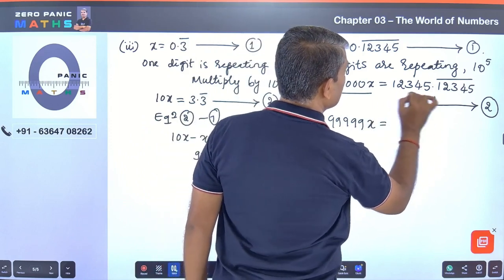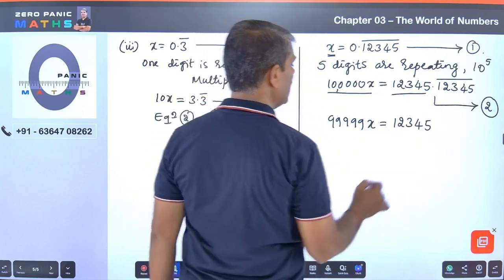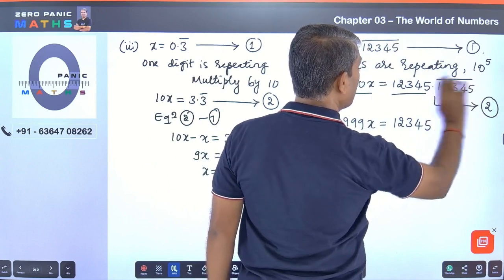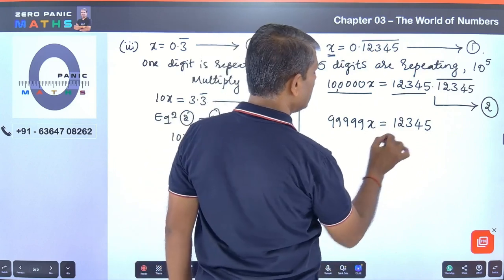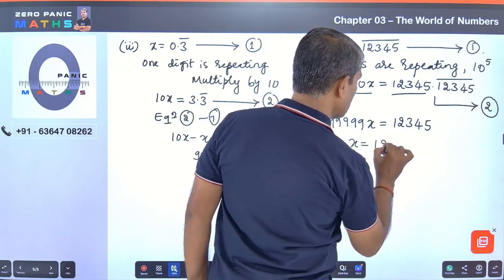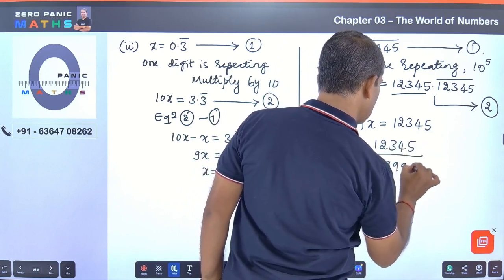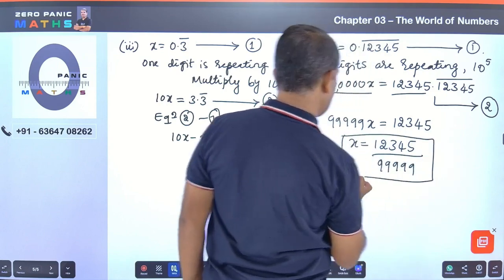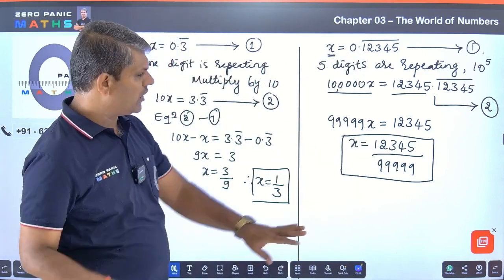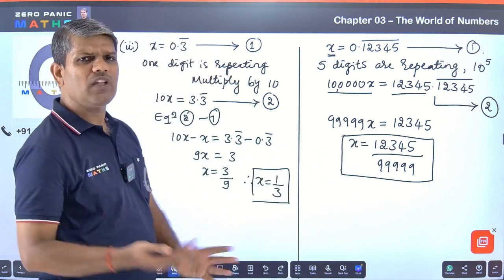So it is 99,999x on the left, and on the right, 12345.12345 bar minus 0.12345 bar. If you subtract this from this, the repeating part goes on getting cancelled, and it is left with 12345, so x is equal to 12345 divided by 99,999. It is the representation of 0.12345 in the form of p by q. If it divides by any common factor, you can divide it and keep a smaller fraction also.